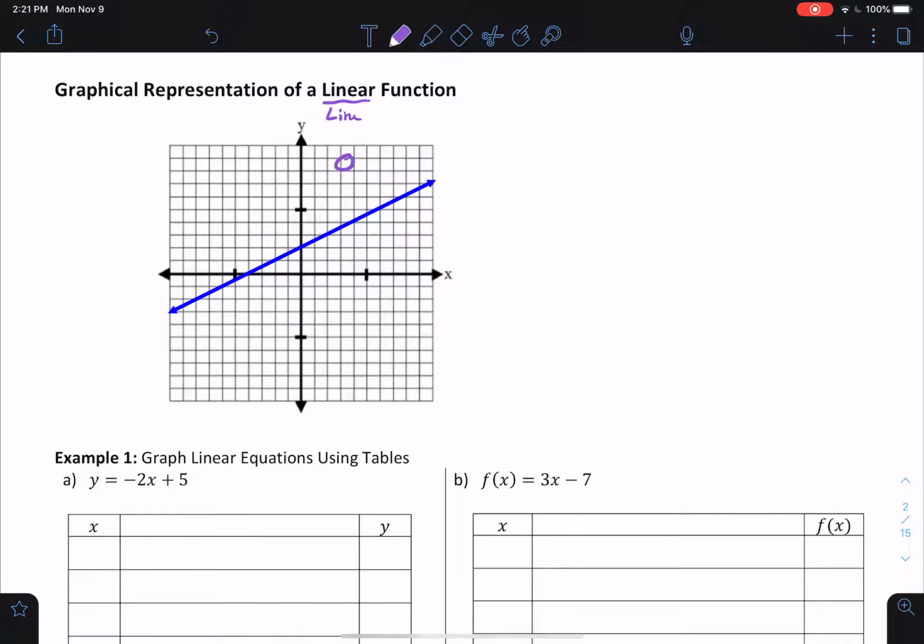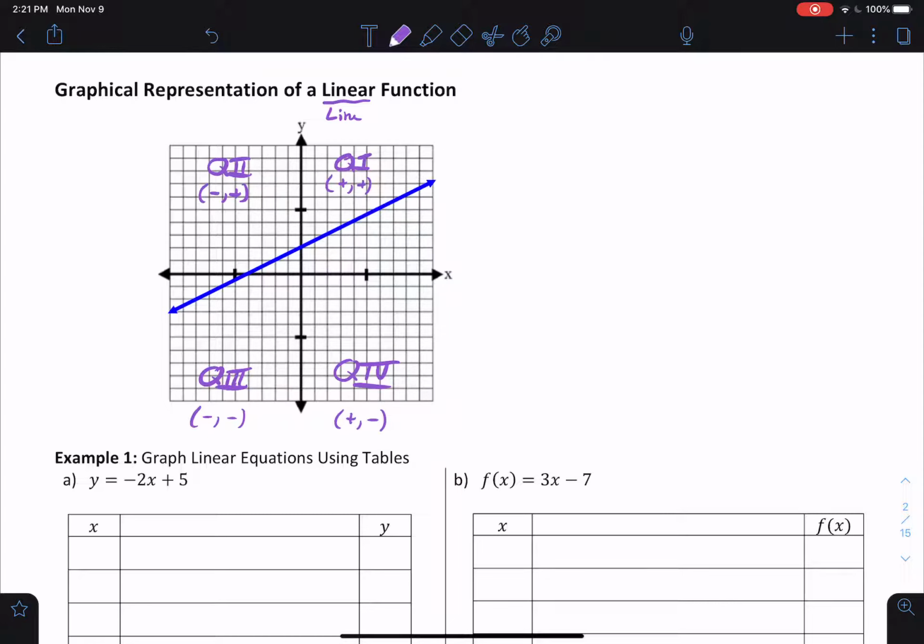We've got quadrant 1, quadrant 2, quadrant 3, and quadrant 4. In quadrant 1, the x-coordinate is positive, the y-coordinate's positive. Quadrant 2, the x-coordinate's negative, the y-coordinate's positive. In quadrant 3, both coordinates are negative. And in quadrant 4, the x-coordinate's positive, the y-coordinate's negative.